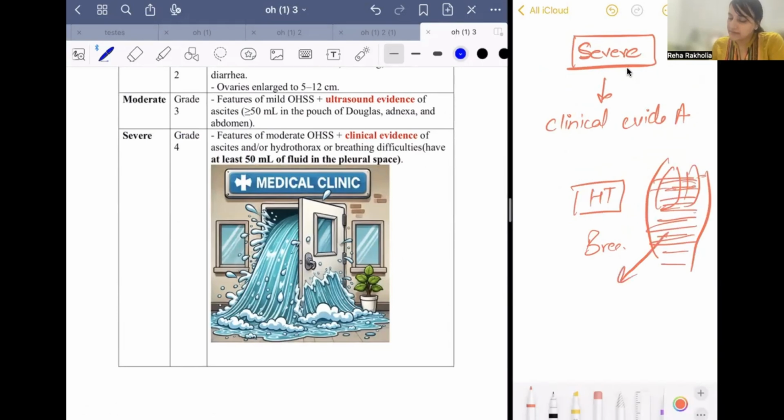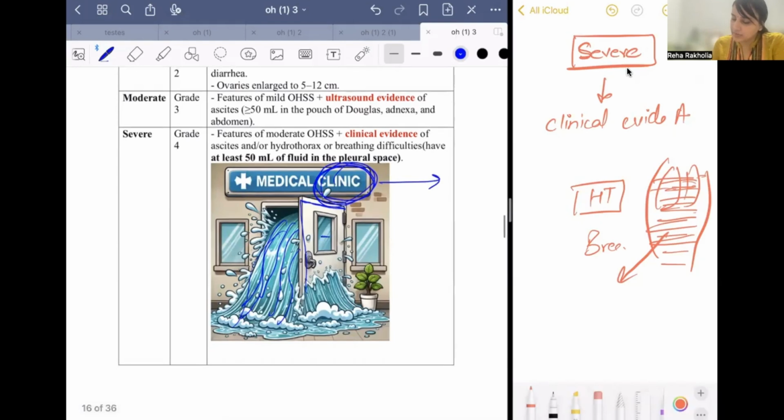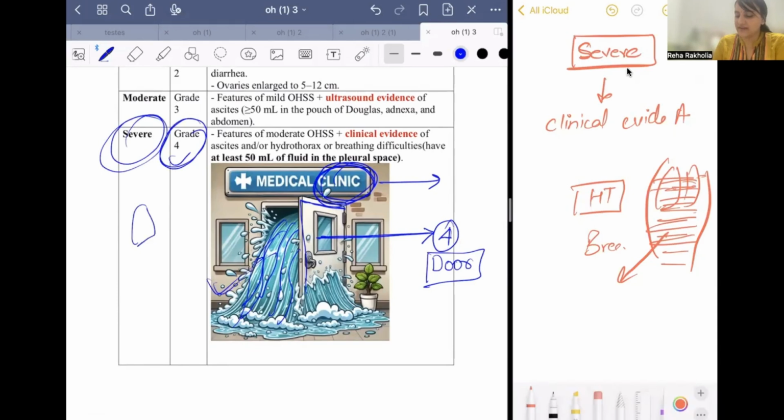Can you see clinical, like it is clinics, that means clinical evidence will be there. In severe there will be clinical evidence and everywhere there is water. Can you see, everywhere there is water. So there is door, we remember by 4 door. So in Golan classification, grade 4 is severe and everywhere water, means even in lungs and even in abdomen there is all water, hydrothorax and ascites is there. So we'll remember Golan severe from this picture mnemonic.